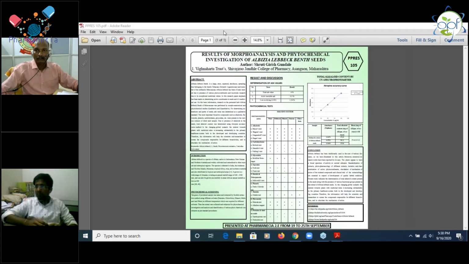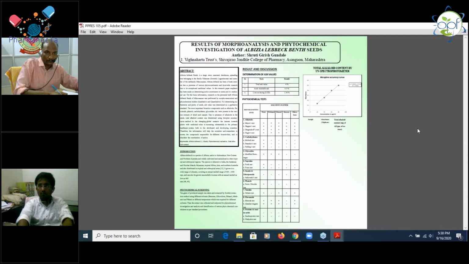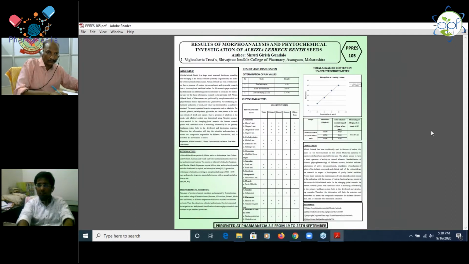My name is Shruti Gundale, and my research is based on morphoanalysis and phytochemical investigation of Albizia lebbeck Benth seeds. This research was conducted by me during the final year of my Bachelor of Pharmacy course. Albizia lebbeck is a large erect tree which is found everywhere, and it is native to Indo-Malaya and northern Australia. Research has been done on various aspects of the tree, but research for seeds was not conducted.